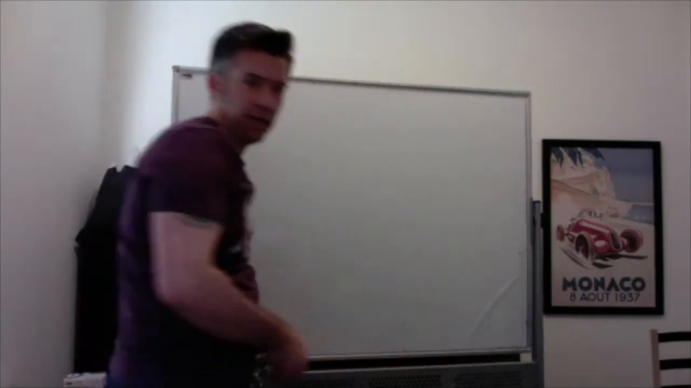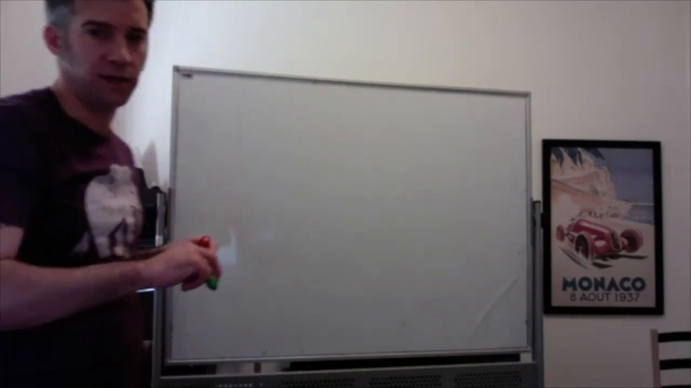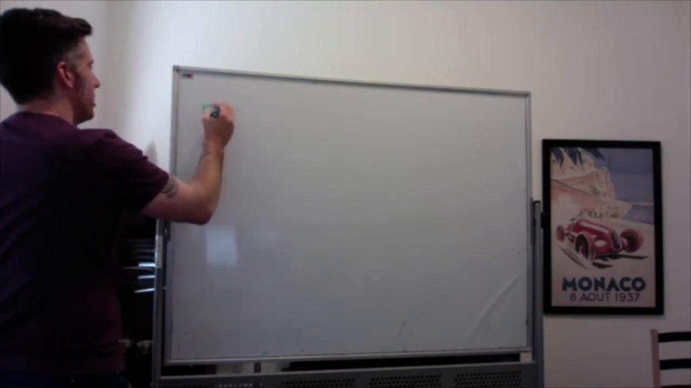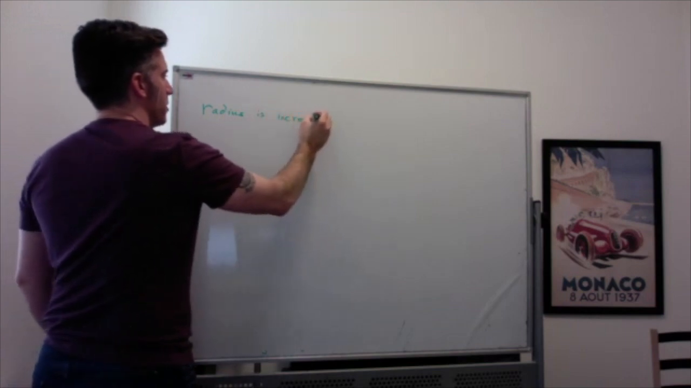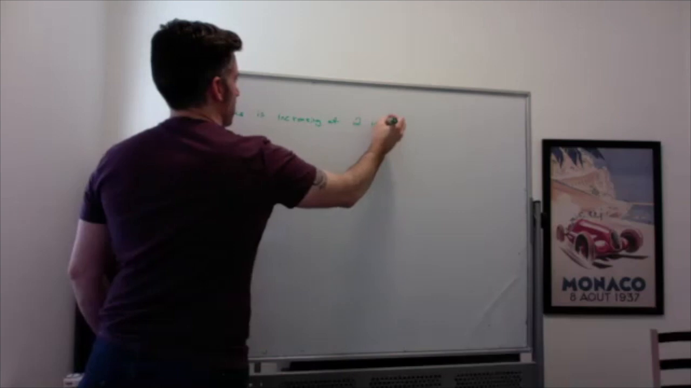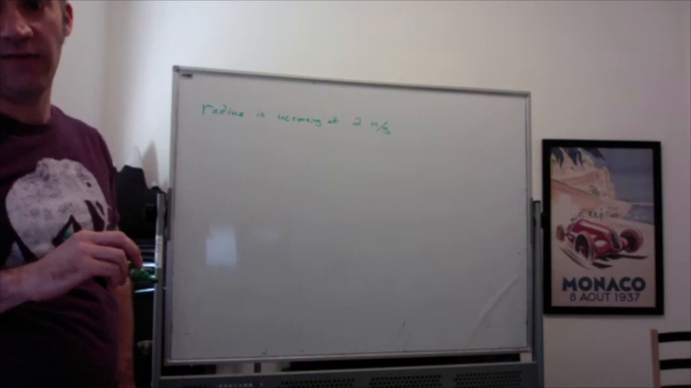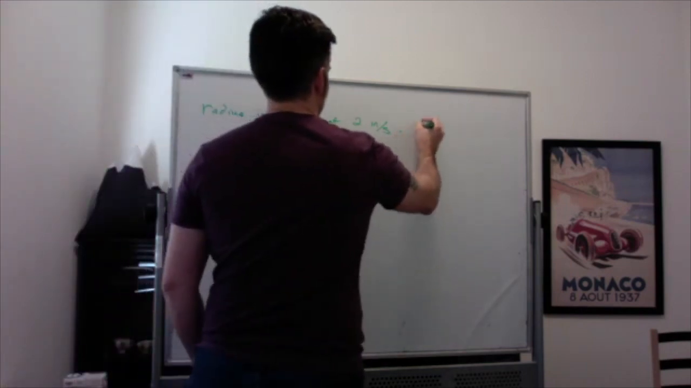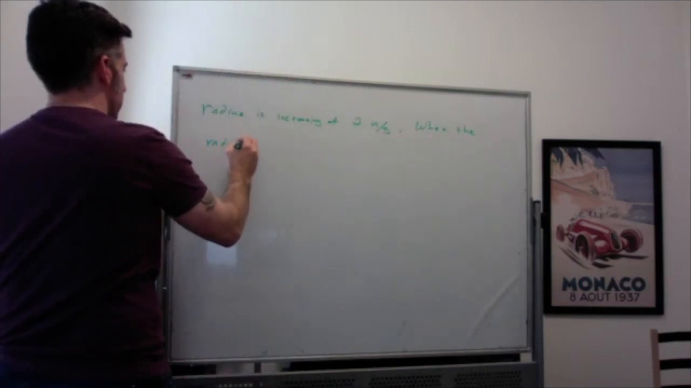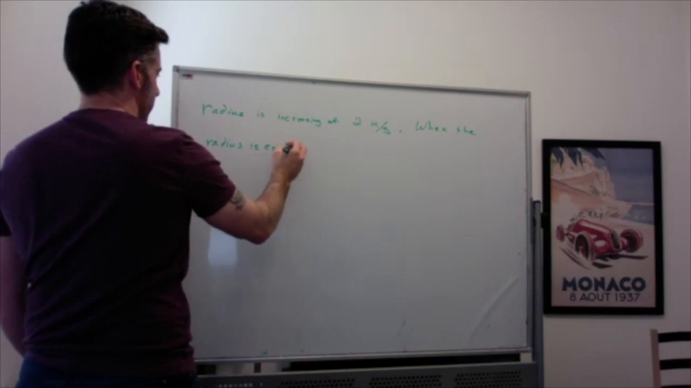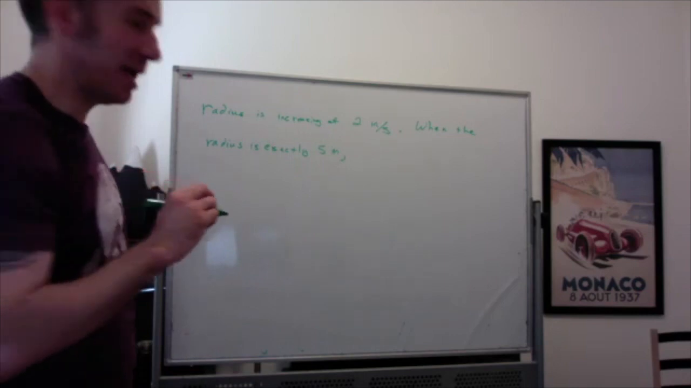So let's look at this setup. The radius of a circle is increasing at a constant rate of 2 inches per second. So I'm just going to write down kind of this stuff. So the radius is increasing at 2 inches per second. At the instant the radius is 5 inches. So when the radius is exactly 5 inches, how fast is the area changing?